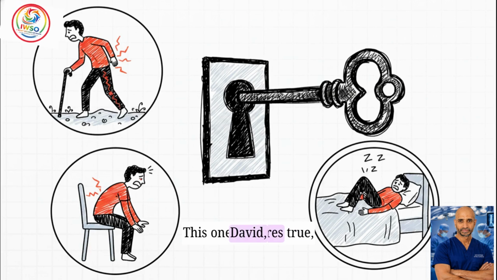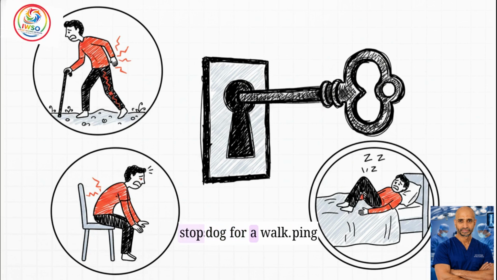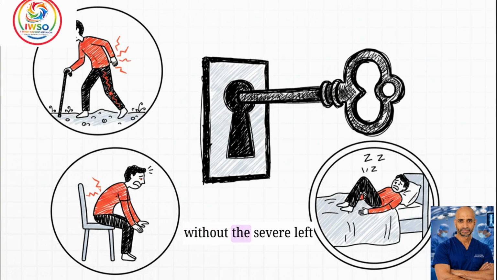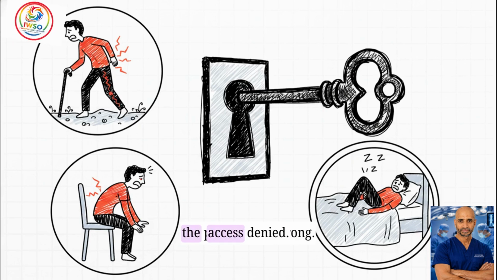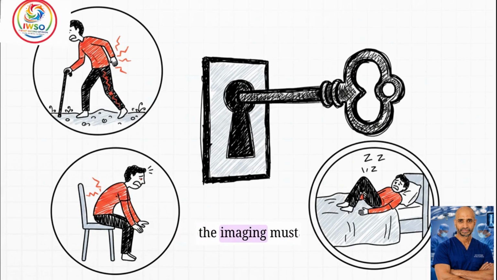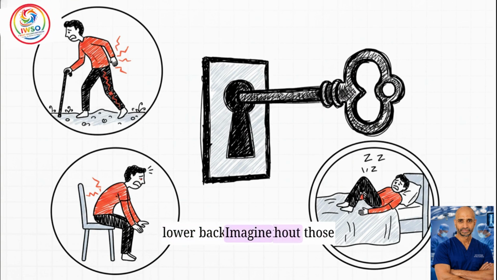Imagine a patient, David. He has severe function-limiting left leg dominant sciatica. It is so bad, it literally stops him from sleeping or even taking his dog for a walk. Now, if his pain was just mild lower back pain without these severe left-dominant symptoms, the password is wrong. Access denied.